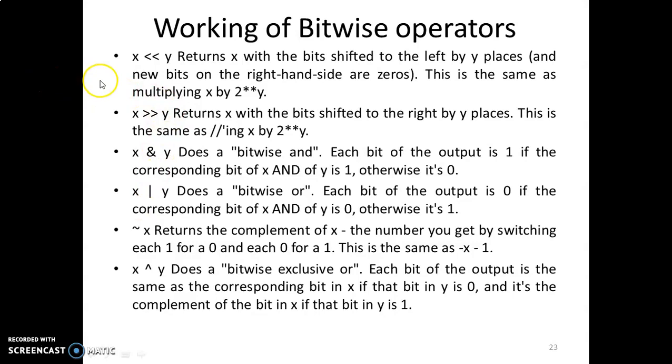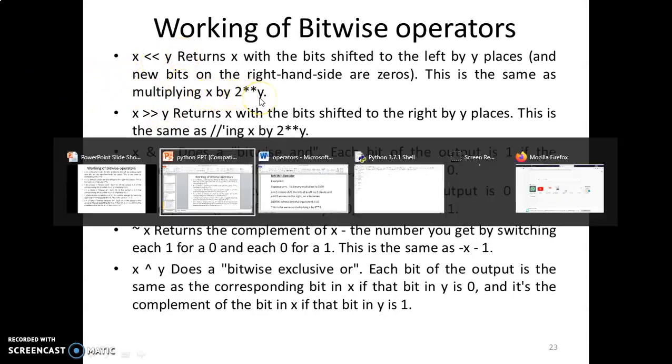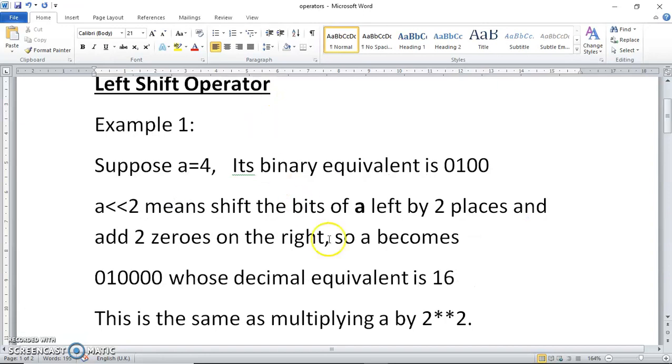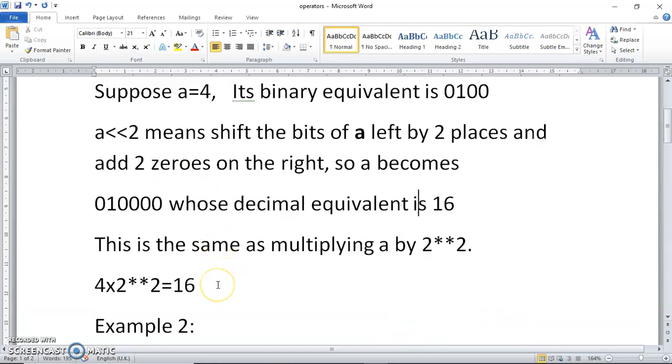You can see it here, that x left shift y means multiplying x by 2 raised to power y. So here the same thing is there. If you multiply A by 2 raised to power 2, 2 raised to power 2 is 4 and A is also 4, so 4 into 4, the answer is 16. I'll show this example to you in the Python interpreter also.